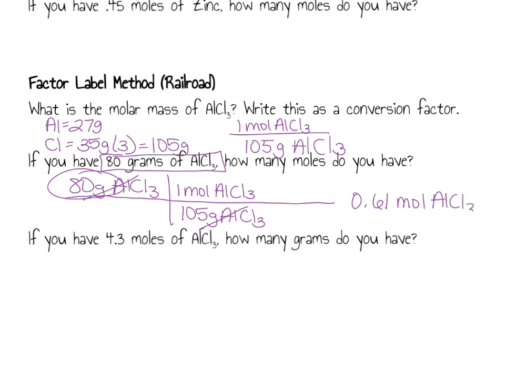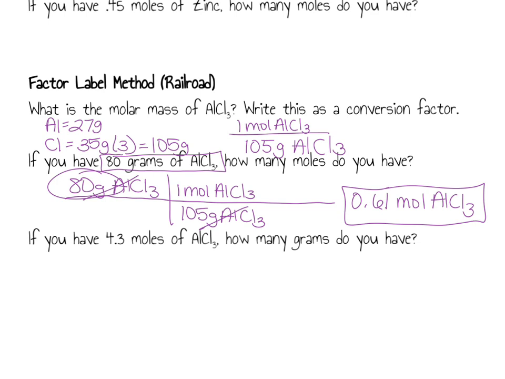And I always kind of like to check, does my answer make sense? So in here, I have less than what I would expect for 1 molar mass. So the 80 grams should give me less than 1 mole of aluminum chloride.